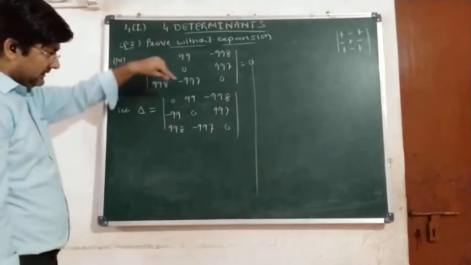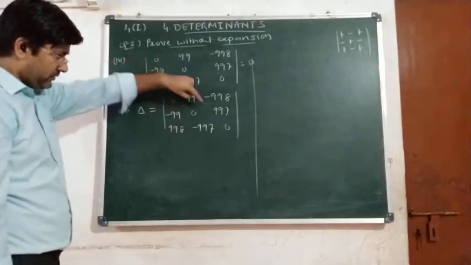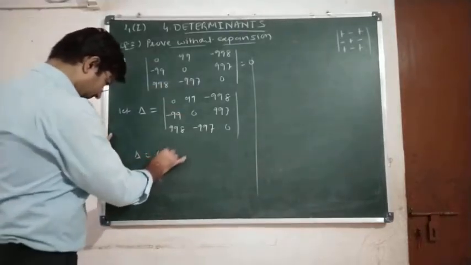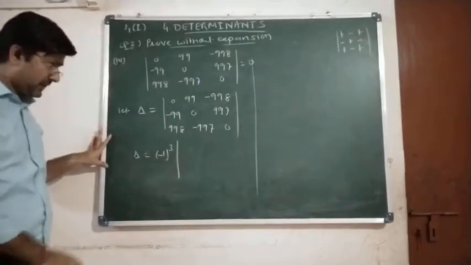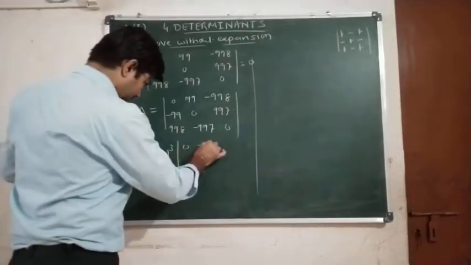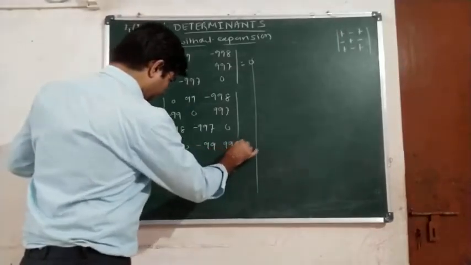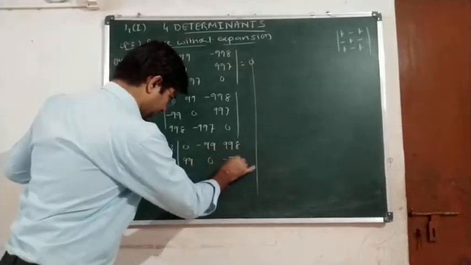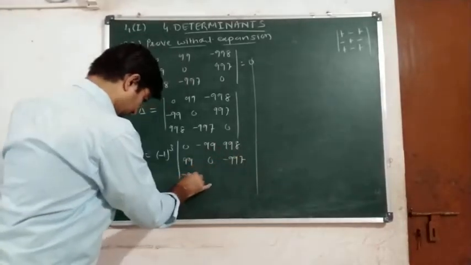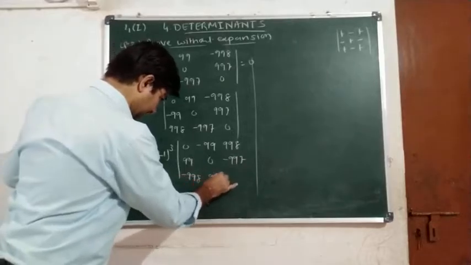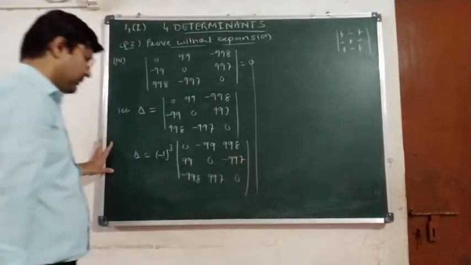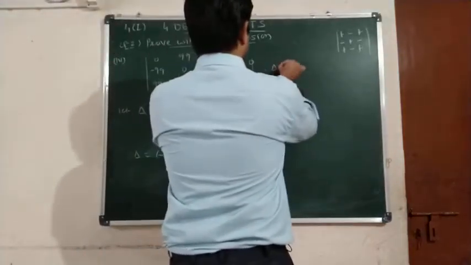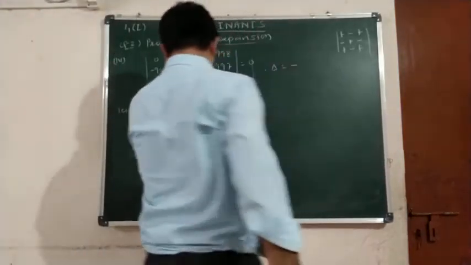Okay, now I will take the minus sign common from the first row, from the second row as well as from the third row. So minus 1 raised to 3. 3 times I have taken minus sign common. So let us change the signs now. Minus 998, 997 and 0. Okay, now minus 1 raised to 3 will be equal to minus only. Therefore, delta is equal to minus.